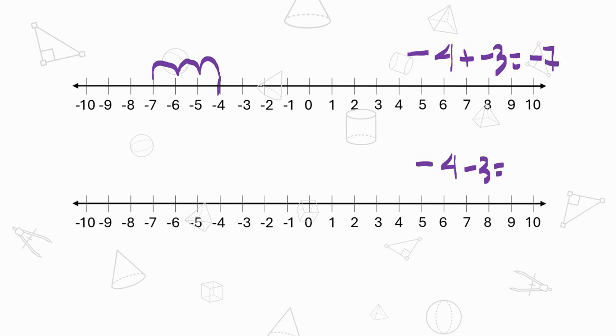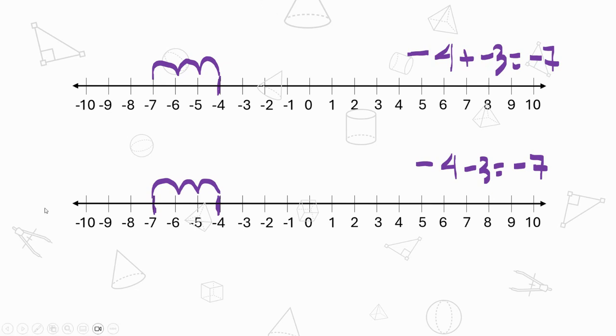In my second problem, I'm starting with -4, so I'll start there as well. That -3 is also causing me to go to the left. 1, 2, 3, and I also land at -7. So we can see that -4 plus -3 and -4 minus 3 are really the same problems. They both give us an answer of -7.